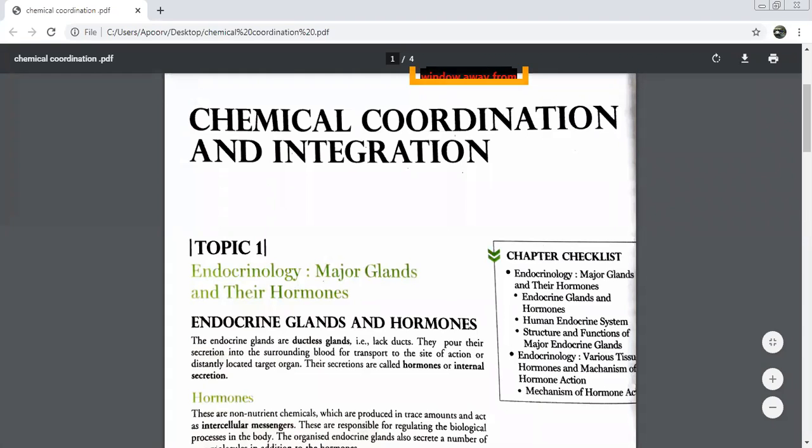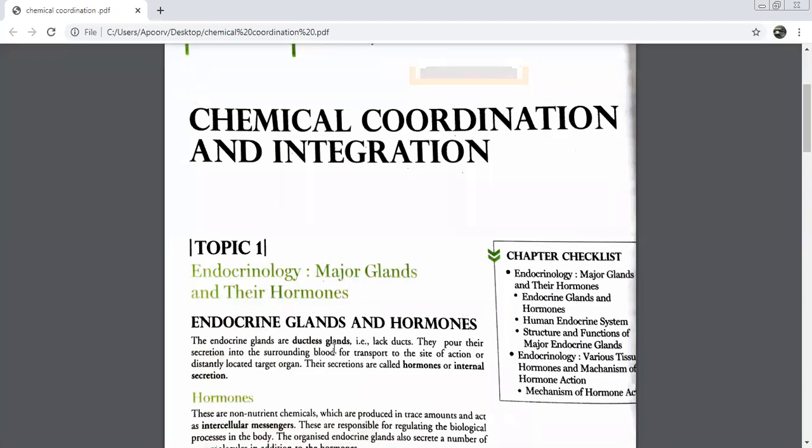Endocrine glands and their hormones. The endocrine glands are ductless glands. Why do we call them ductless glands? They do not secrete their hormones in a duct. They do not have specific ducts in which the hormones will be secreted. So where do they go? Then where do the secretions go if they don't have a duct? Directly into the blood. Excellent. Directly into the blood, and from there they go to the site of action or the targeted organ, wherever they have to go. These secretions are called hormones, and the other name of hormones is internal secretion.